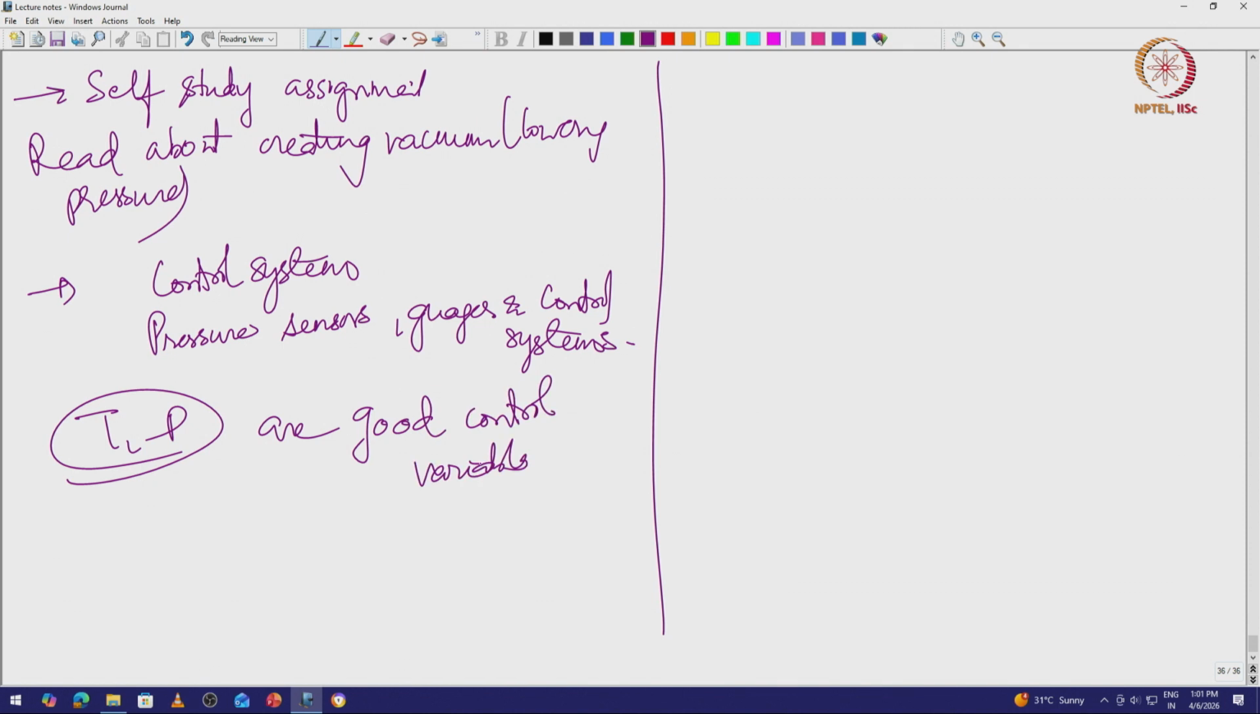I will come back and discuss some numbers on how many gas molecules I will be removing at each of these pressures. That is an exercise worth doing, so that you have an estimate. But let us first finish the potential that we are trying to do. Temperature and pressure are good control variables.